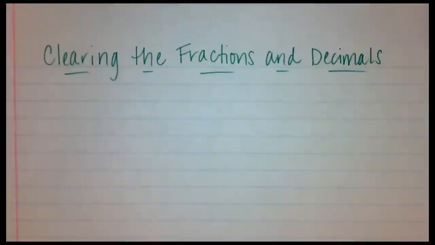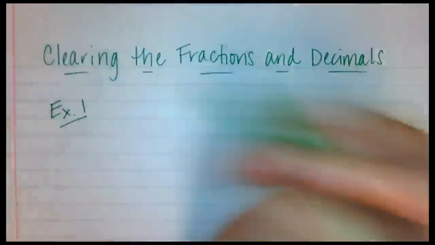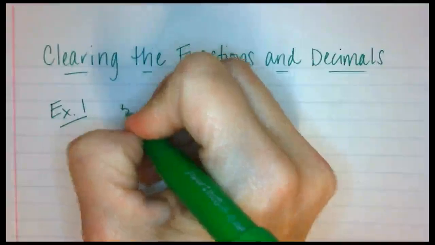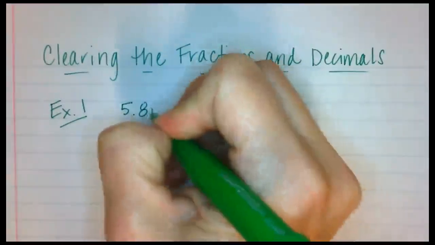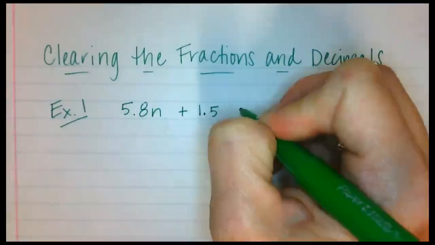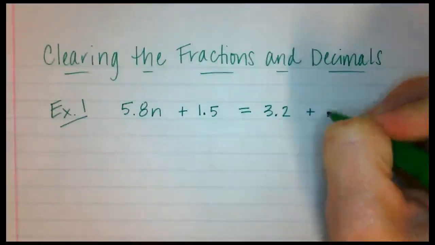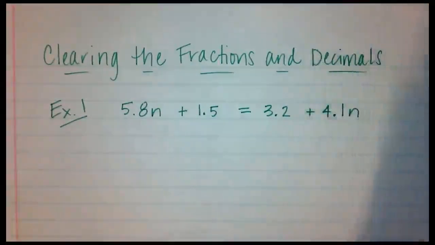So I'm going to show you how you can clear the fractions and decimals from an equation so that you have an easier equation to solve. So let's start with clearing the decimals. So for example 1, let's say we had 5.8n plus 1.5 equals 3.2 plus 4.1n.